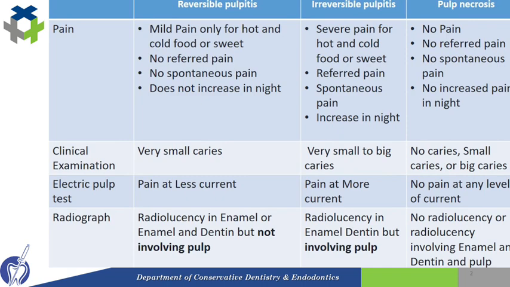Now, the radiographic features. In reversible pulpitis, there will be radiolucency in the enamel or enamel and dentin, but not involving the pulp. Whereas in case of irreversible pulpitis, the radiolucency will be present in enamel and dentin, involving the pulp. In case of pulp necrosis, no radiolucency or radiolucency involving enamel, dentin and pulp.